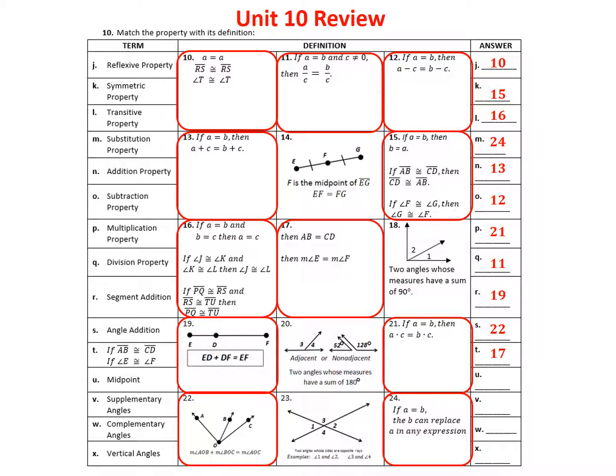U is midpoint. That's something in the middle. So notice here in 14, notice that F is the midpoint. The two little dashes mean the segment on each side is exactly the same.